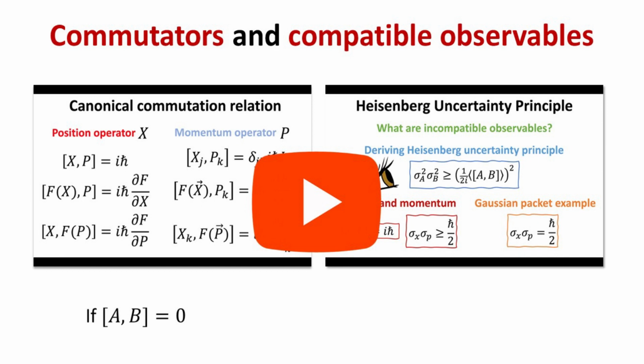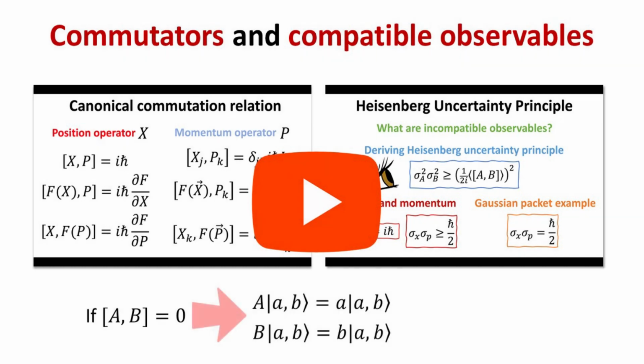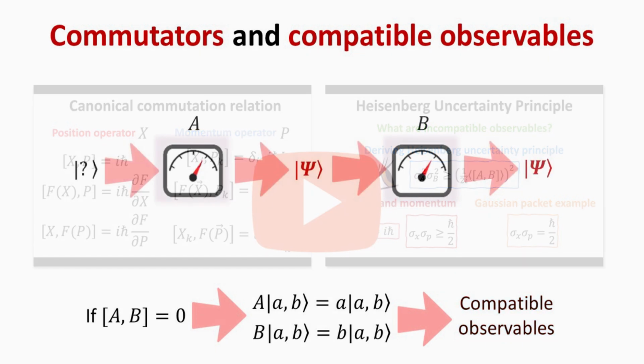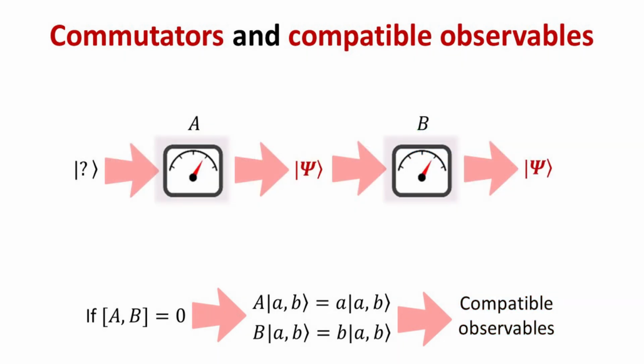In a nutshell, if the observables A and B commute, then there exists a quantum state that simultaneously diagonalizes these two observables, which implies that their expectation values can be simultaneously measured with precision. We call A and B compatible observables. In other words, subsequent measurements of the observables A and B will not change the eigenstate.